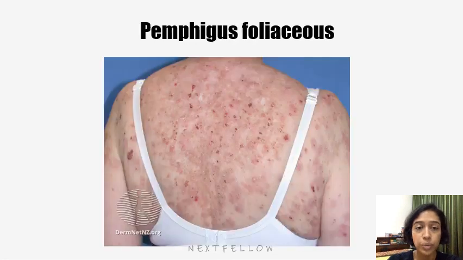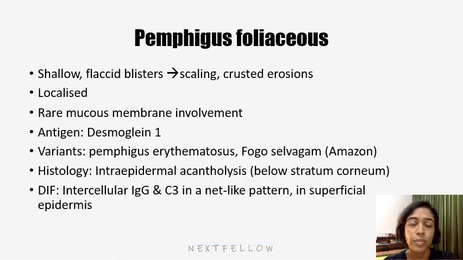In the next photo, you'll also see the upper trunk of the body involved. So here again, you do not see actual blisters. The blisters actually erode very rapidly, they desquamate, and they leave these crusted lesions on reddish erythematous bases. So in pemphigus foliaceus, you'll have shallow or flaccid blisters which rapidly evolve to leave behind crusted erosions.